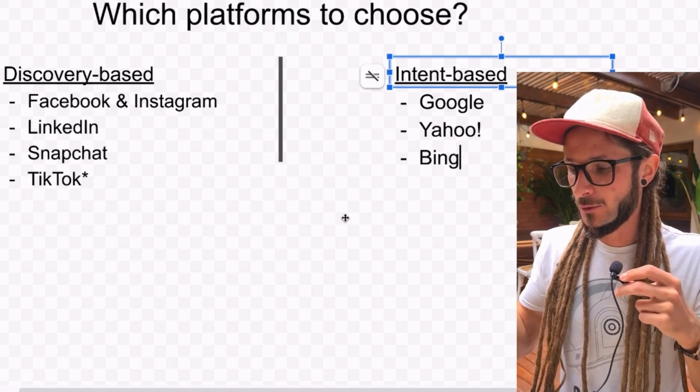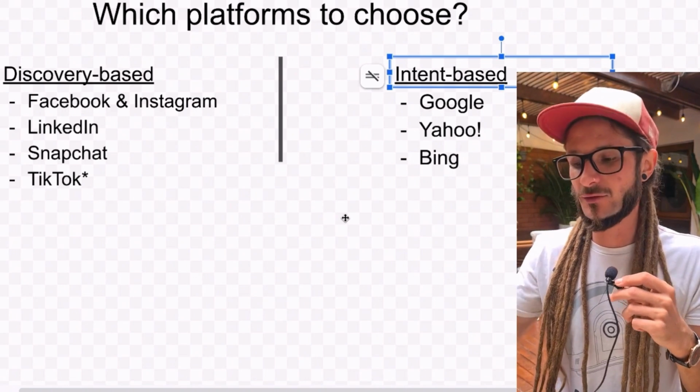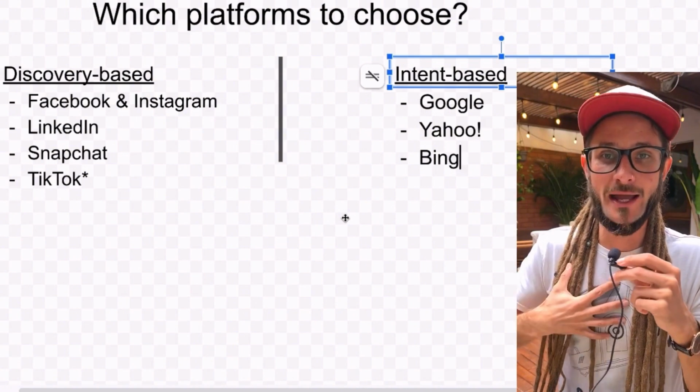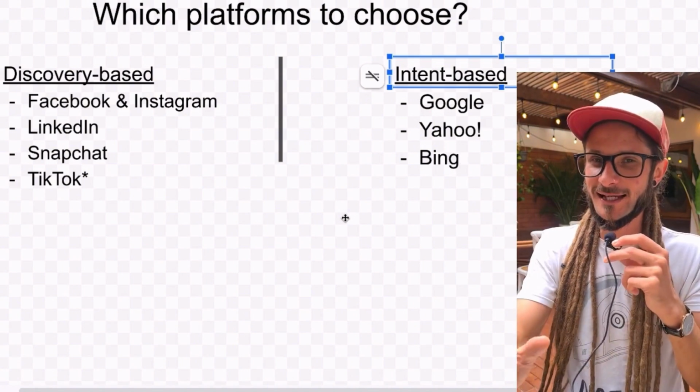If I was to put all of my eggs in one basket across all of these 3 platforms, Google is the absolute best for intent-based platforms, in my opinion, okay? I'd love to hear your thoughts. If you think anything else, would love to hear it.